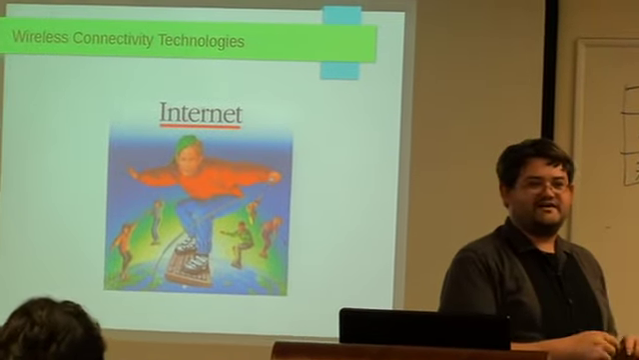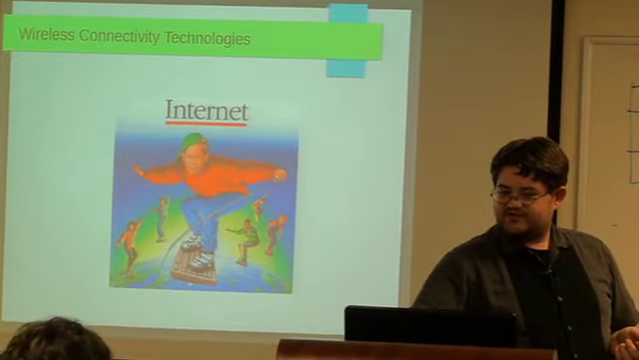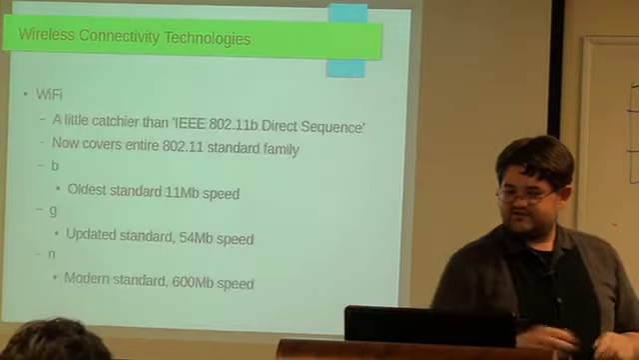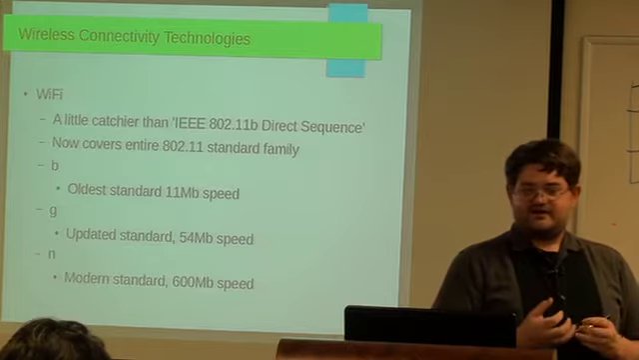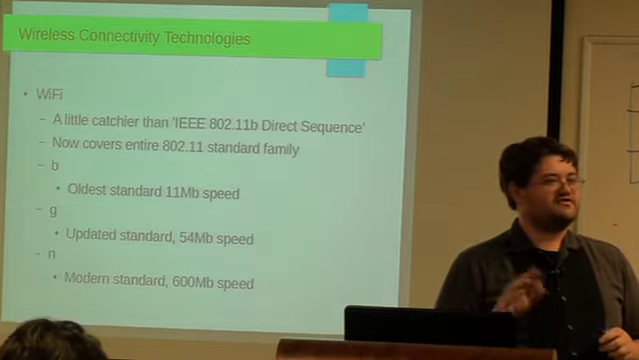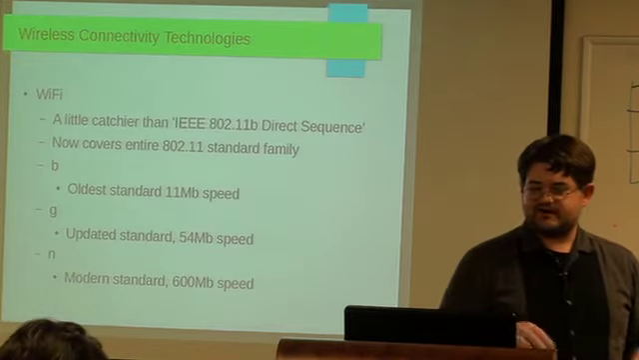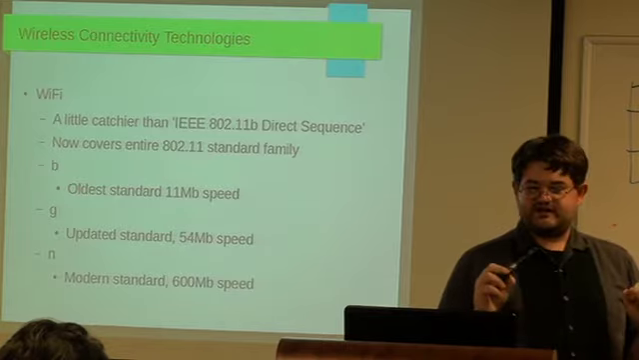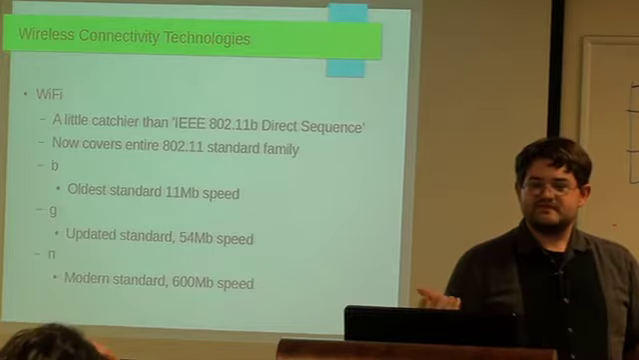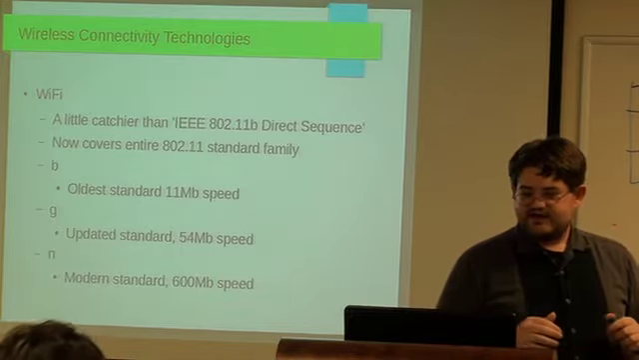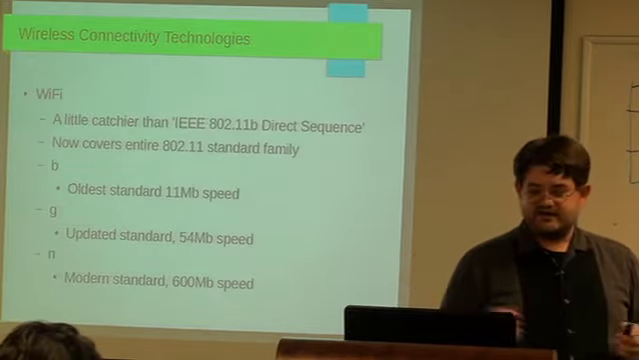All smartphones have internet. All tablets have internet of some sort. The most common connectivity technology for getting the internet or any other sort of network connectivity is Wi-Fi. You've all probably heard the name Wi-Fi before. Wi-Fi was introduced a few years ago in the late 2000s by the IEEE, the standards body. It's slightly catchier than IEEE 802.11 standard B direct sequence, and slightly more consumer friendly. Basically Wi-Fi covers the entire 802.11 standard body, even though it was originally intended just for B.